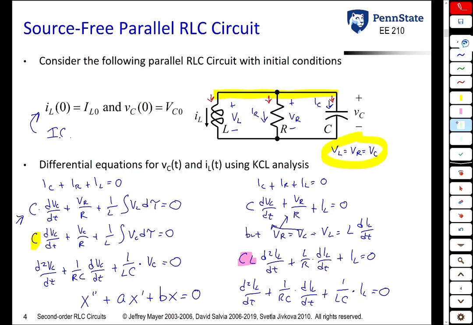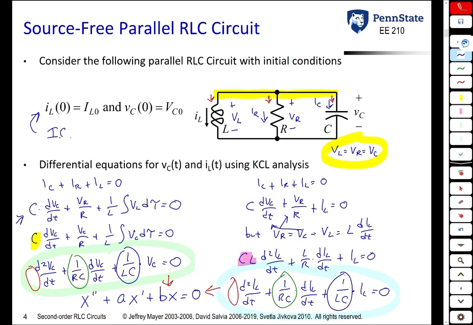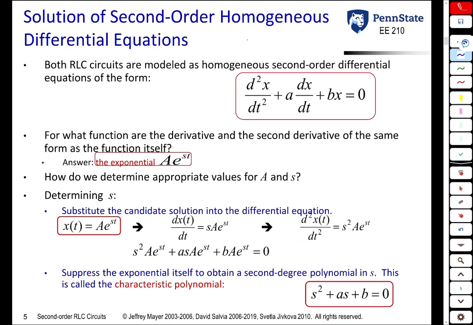As we saw on the previous page, we get a differential equation either in VC or IL that are both of the same form: x double prime plus ax prime plus bx is equal to 0. And notice these have the same leading coefficient. This term has the same leading coefficient. And this term has the same leading coefficient. So let's look at this differential equation in more detail.